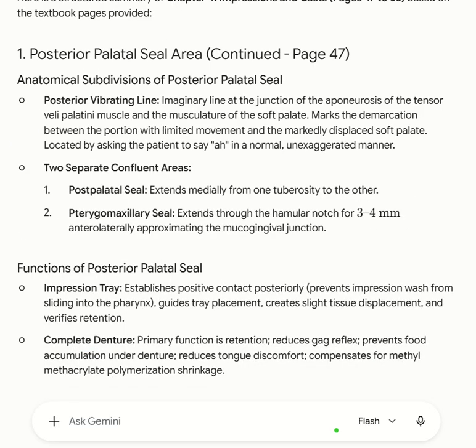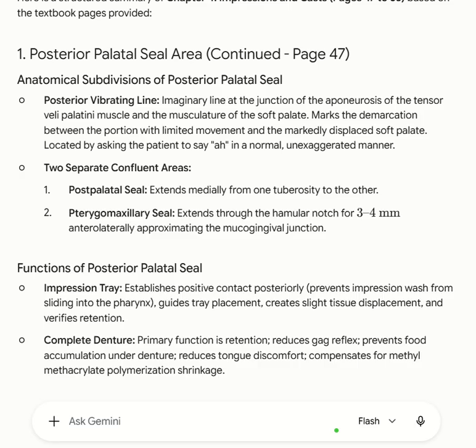1. Posterior palatal seal area, continued, page 47, anatomical subdivisions of posterior palatal seal. Posterior vibrating line, imaginary line at the junction of the aponeurosis of the tensor veli palatini muscle and the musculature of the soft palate. Marks the demarcation between the portion with limited movement and the markedly displaced soft palate. Located by asking the patient to say, ah, in a normal, unexaggerated manner.